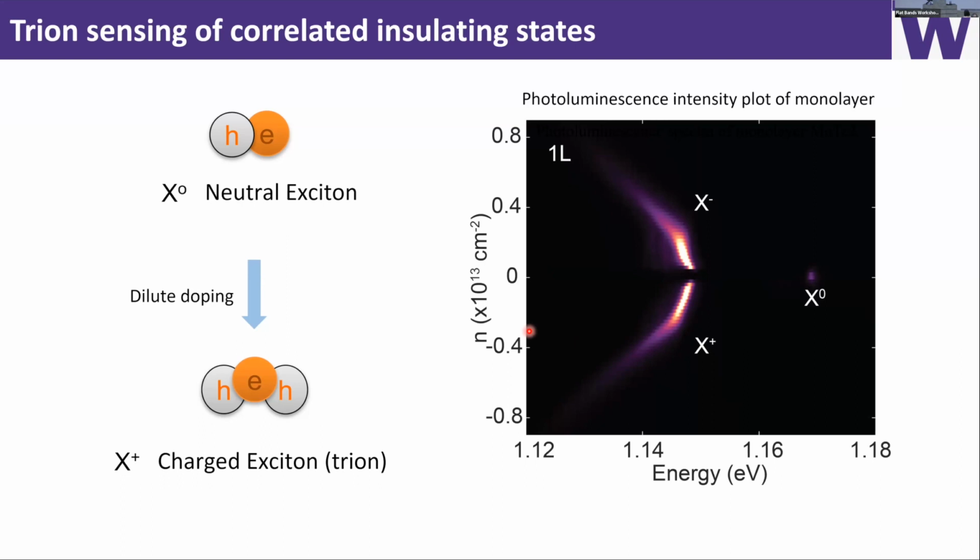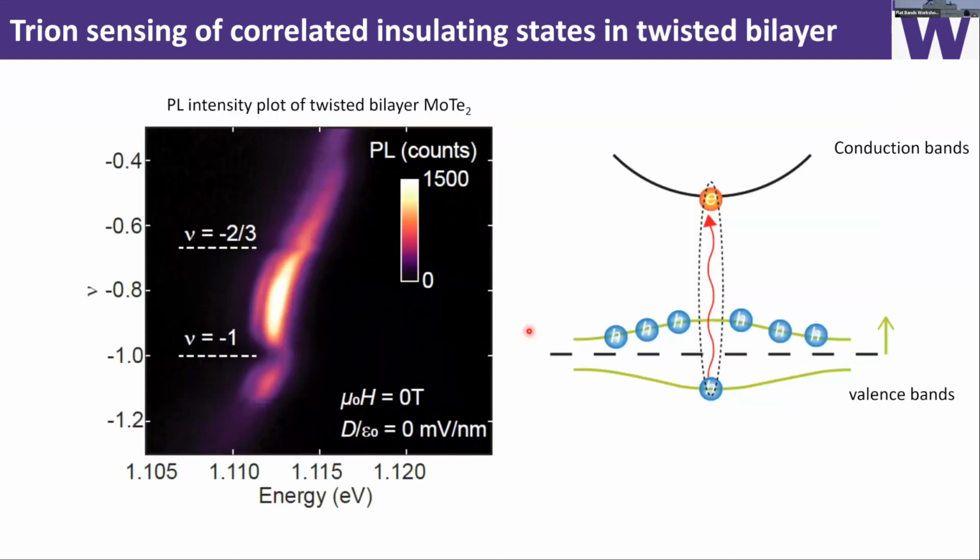Now the situation changes if we go to a twisted bilayer, and here's the data. I focus on the hole doping side, which shows the topological properties. Now you see that the PL intensity has inflection points, or suppressed PL, at two filling factors: one is -2/3, the other is filling factor -1.